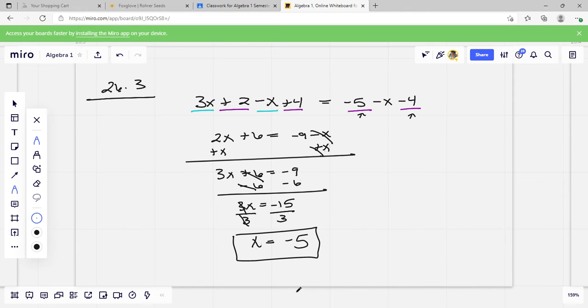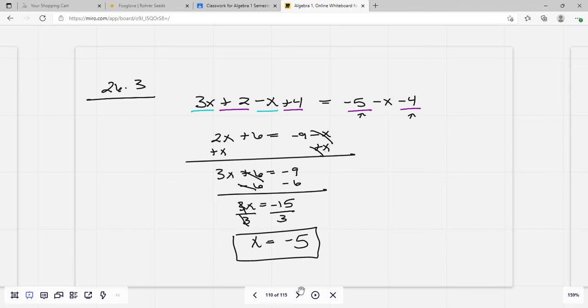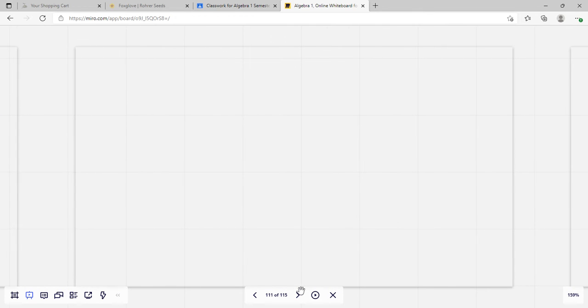Alright, so first you combine like terms on either side of the equal sign. Then you move your x to one side. Then you get rid of your plus and minus. Then you divide. Let's try another one.